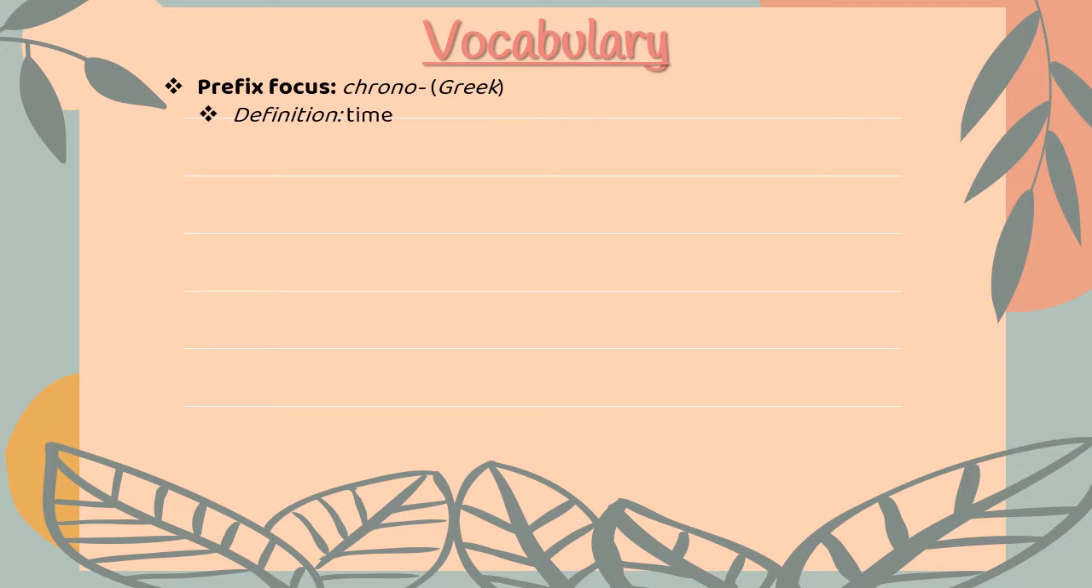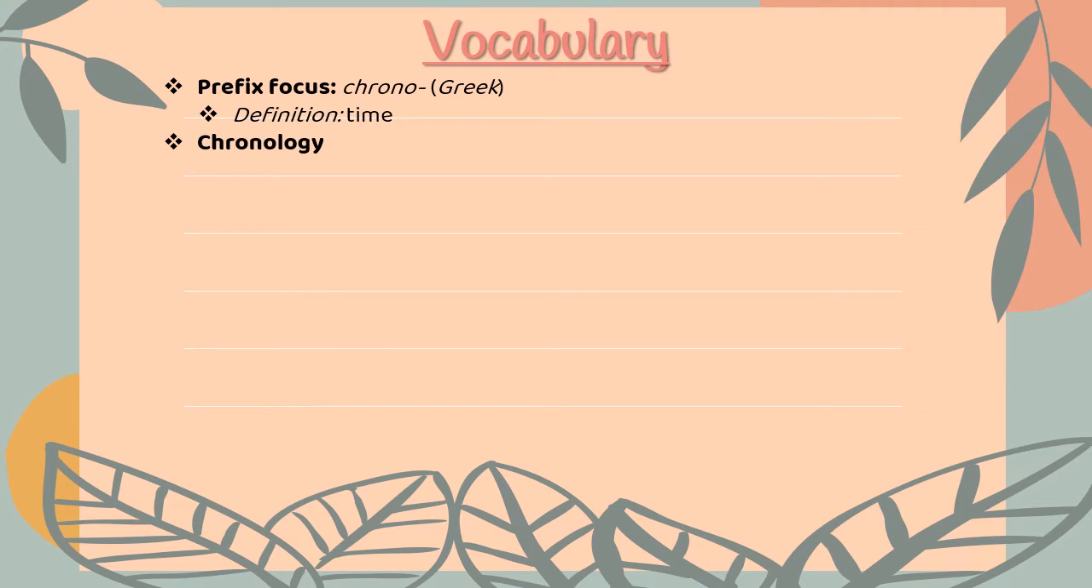This word is referring to time, things that have to do with time. So anything that has that prefix chrono is time. Some of you are probably automatically thinking of Chronos, but this is not quite the same thing. So chrono, that is the Greek prefix meaning time.